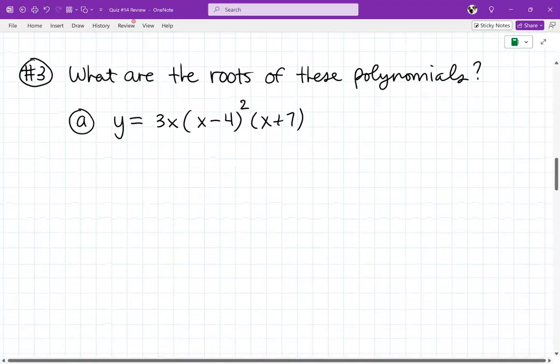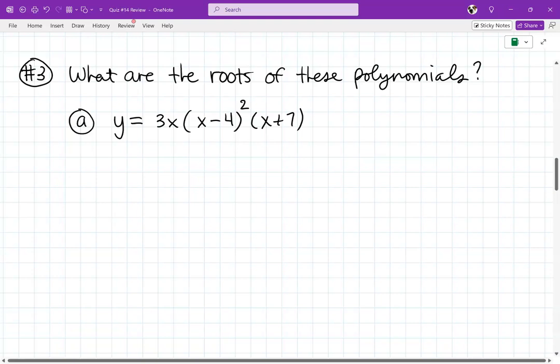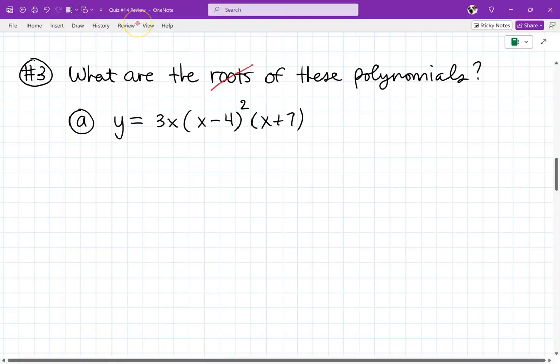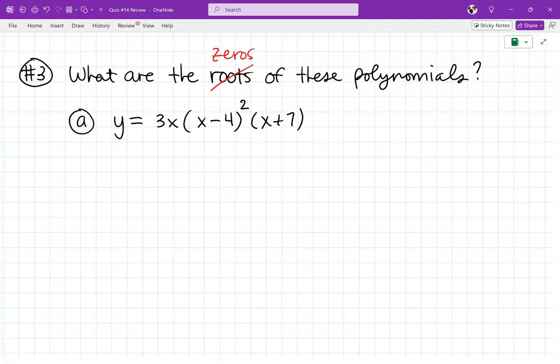All right, now moving into what we did yesterday, okay? So moving into what we did yesterday, it says, what are the roots of these polynomials? Okay, so we have y equal to 3x times x minus 4 squared times x plus 7. We're trying to find the roots. Now, what was another word for roots? Zeros, right? And the word zero is actually kind of a hint because that means set it equal to 0, right? So you can think of it as, and if you don't want to write roots, you can write zeros. Okay? That way you know, like, okay, set it equal to 0.